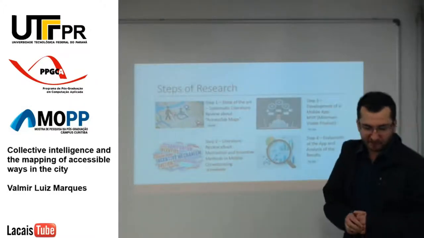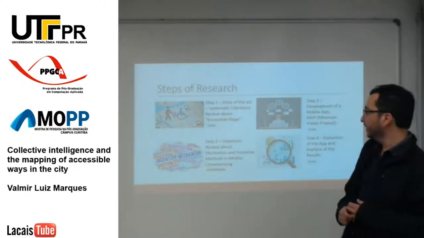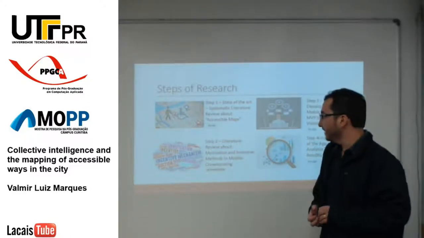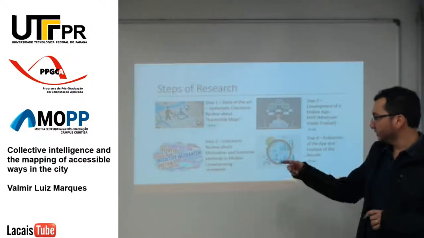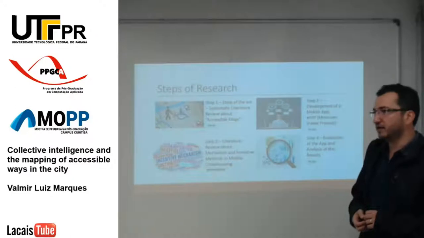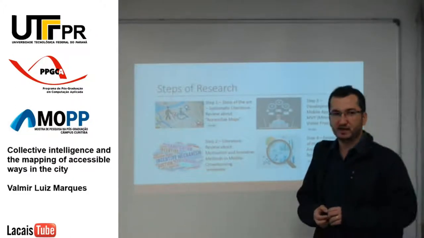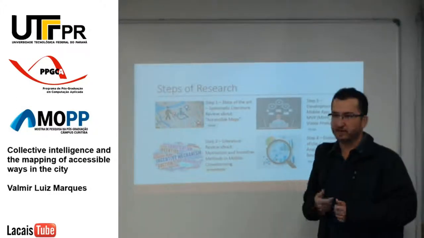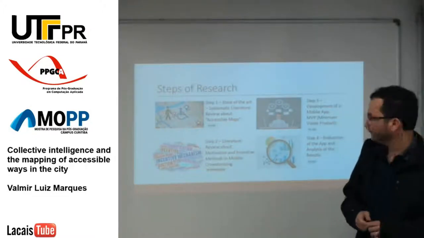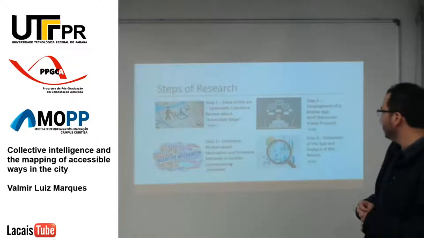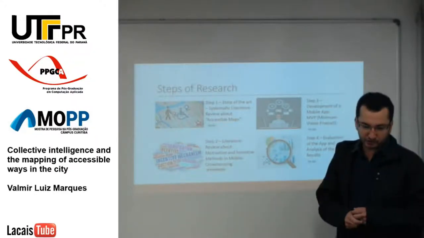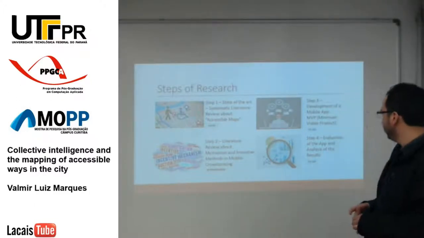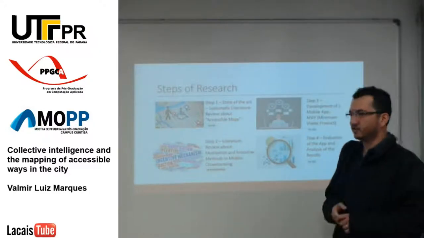About the steps of my research: step one, which we have done, is the state of the art. We did a systematic literature review about accessible maps. Step two is in progress, a literature review about motivation and incentive methods in mobile crowd sensing. We want to understand what motivates the user to contribute with a mobile application to get information. Step three is to do, a development of a mobile app. We intend to make an MVP, a minimum viable product, to be able to test this idea. And step four is to evaluate the app and analyze the results.